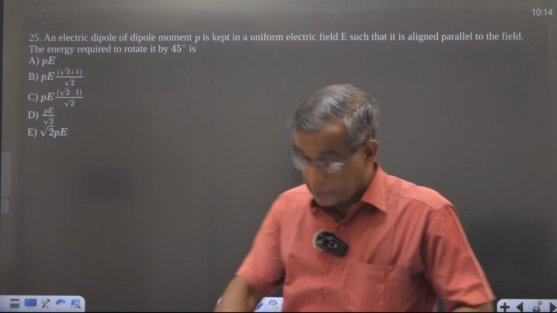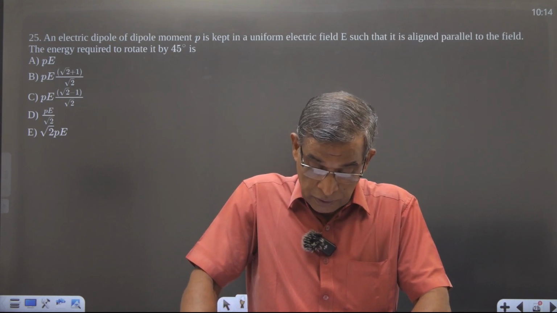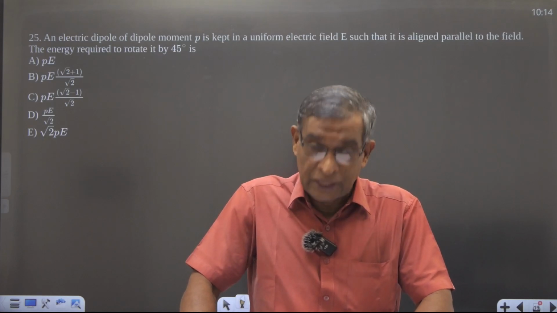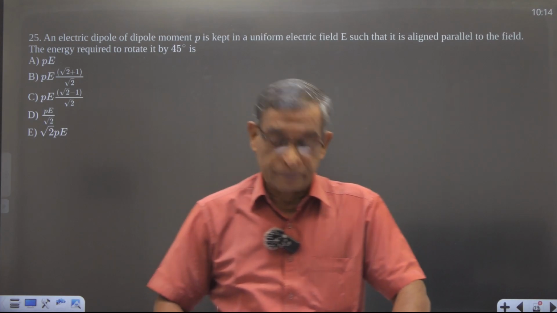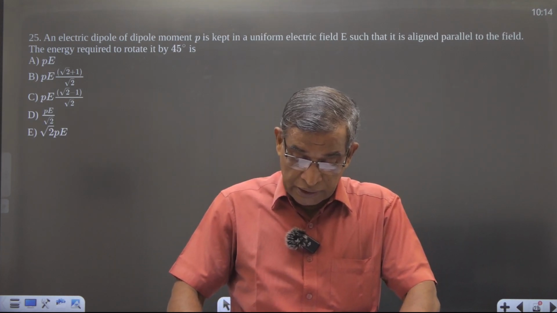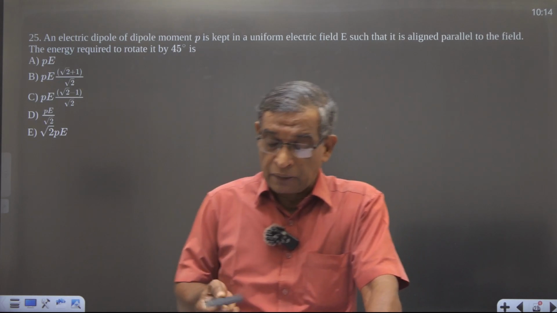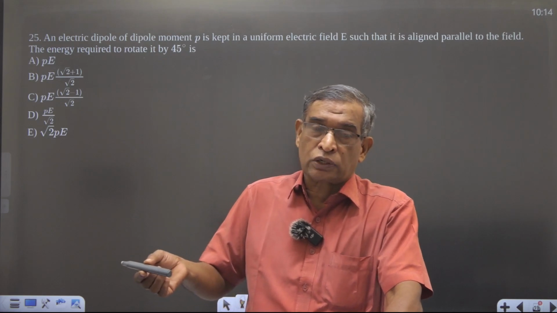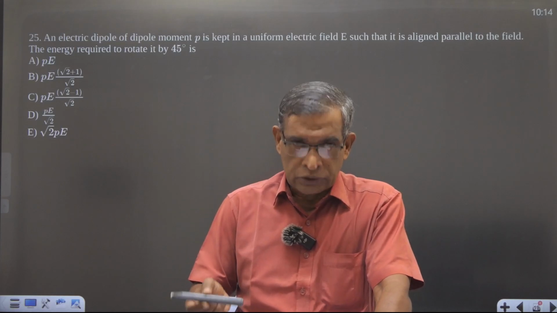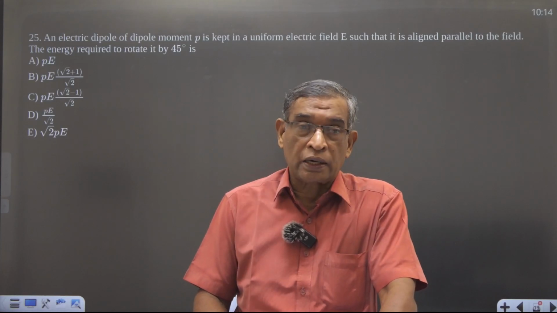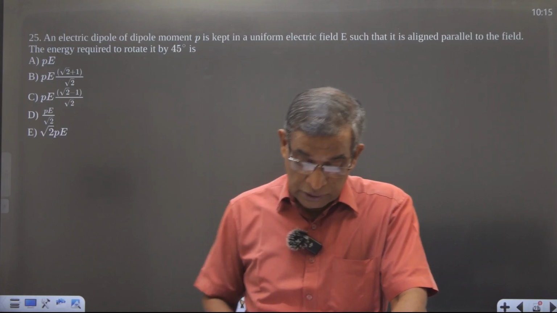An electric dipole of dipole moment P is kept in a uniform electric field E, so that it is aligned parallel to the field. The energy required to rotate it through 45 degrees. Now, the initial condition is that the dipole is along the direction of the field and it is in stable equilibrium. From there it is rotated through 45 degrees. What is the work done?